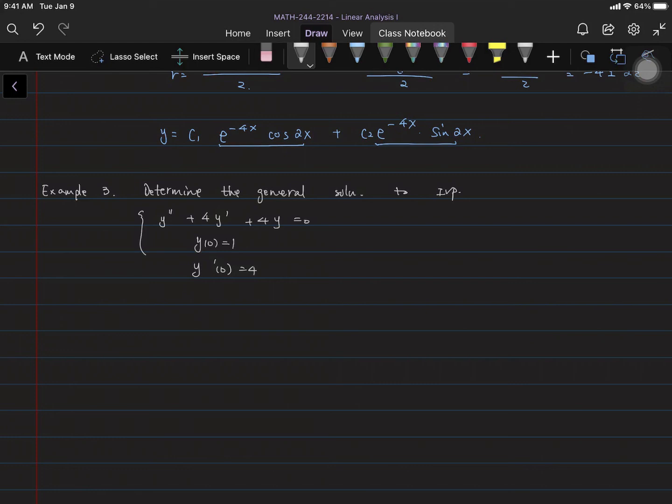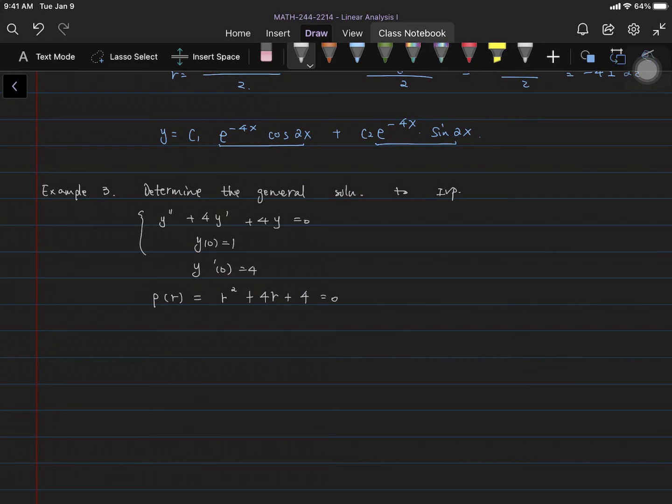Same as example 1 or 2. So for this one, we set up P(r). For this differential equation, P(r) should be r squared plus 4r plus 4, right? We want to solve this for 0.